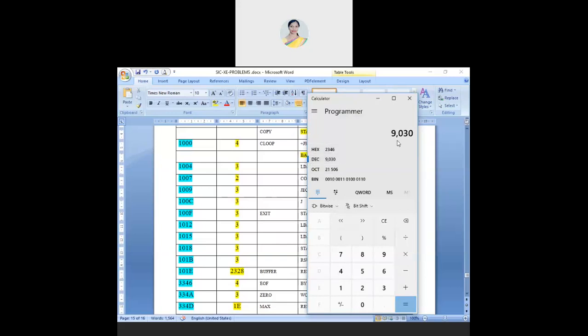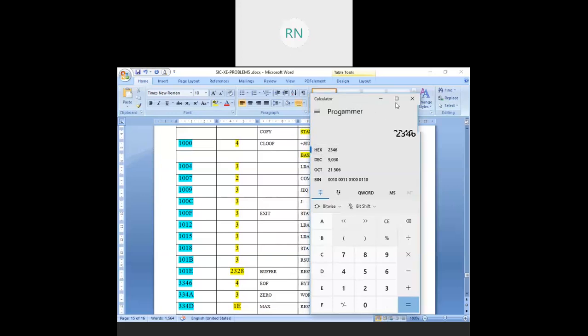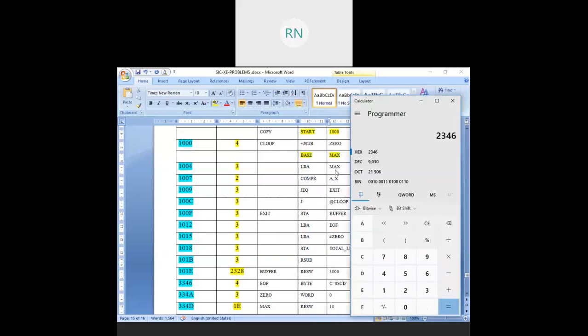2346. What is this value? 9030. Right? Is it greater than 2047? Yes, ma'am. So you have to go for the base relative. How do you do the base relative? That is target address. What is my target address of max? 334D, right? Minus what is stored in the base register? Max, right? So what will that be? 3340, 334D. So that will be 0, right?